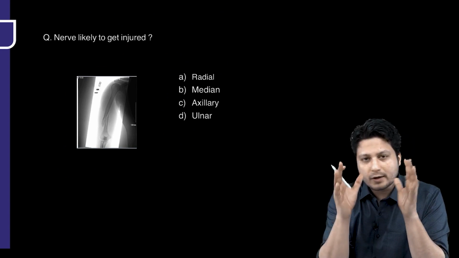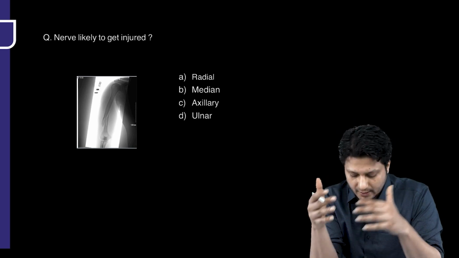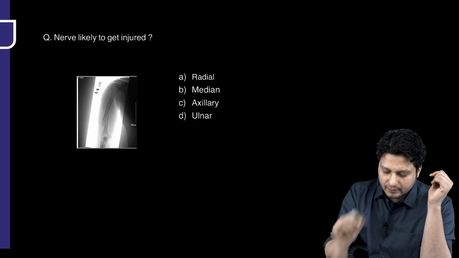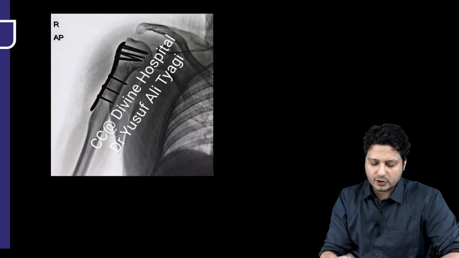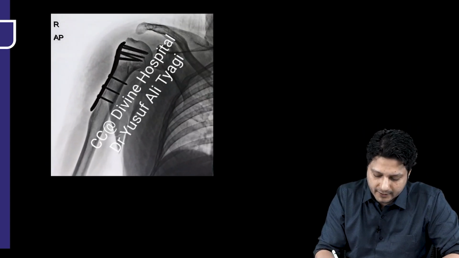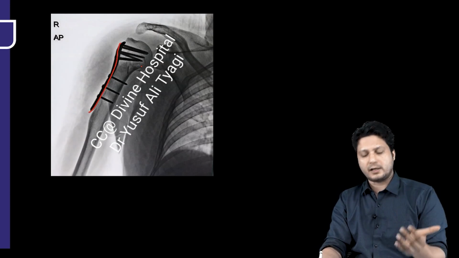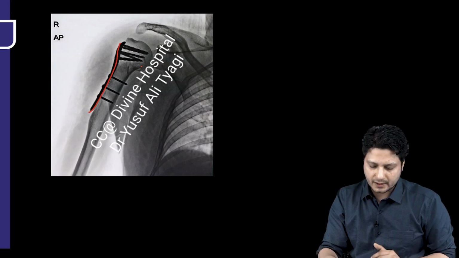Now next is, what is the name of the nerve which is likely to get injured when you are having a fracture of the mid 1/3 of the humerus? Now before we go with the fracture of the mid 1/3 of the humerus, what we tend to see over here is a managed proximal humerus fracture treated by putting a buttress plate. This is a locking plate in the proximal aspect of the humerus and it is managed by surgical means. Alright.